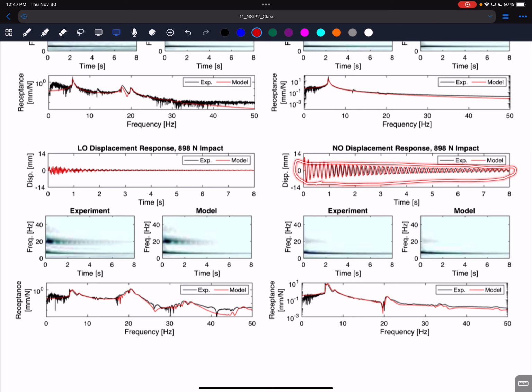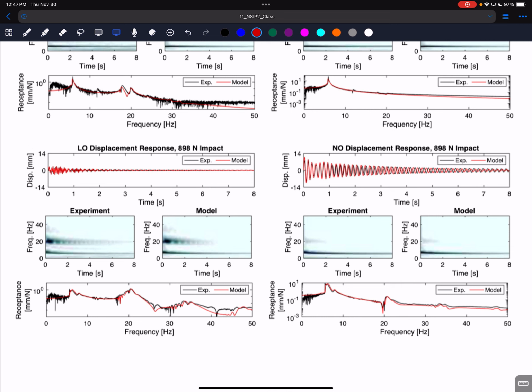Likely due to the fact that we're using linear viscous damping and nothing is linear viscous. And of course, there's friction in the structure that we didn't model and so forth, and jointed mechanics that was not accounted for either.